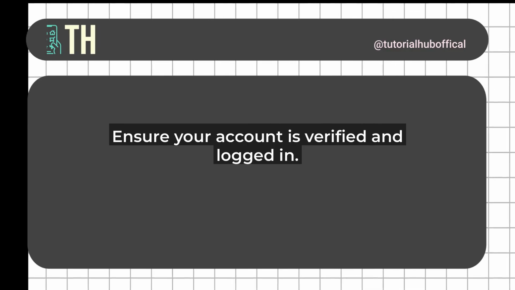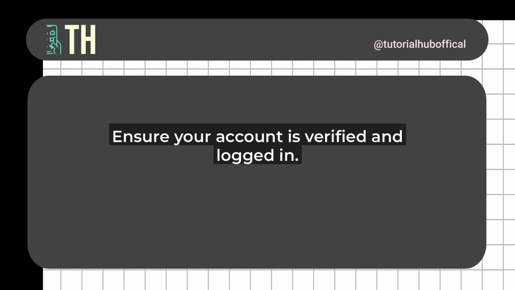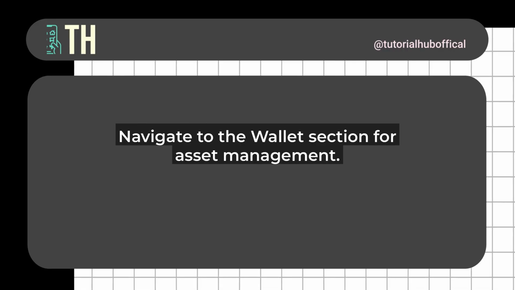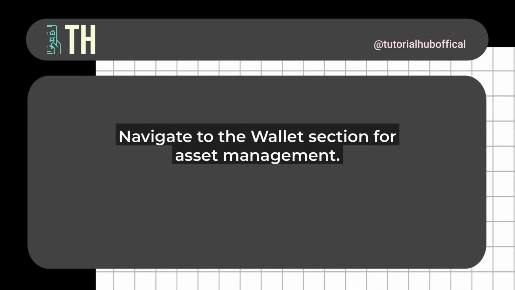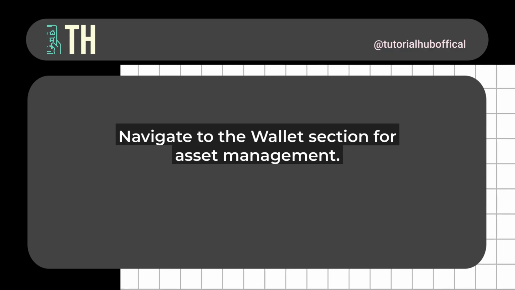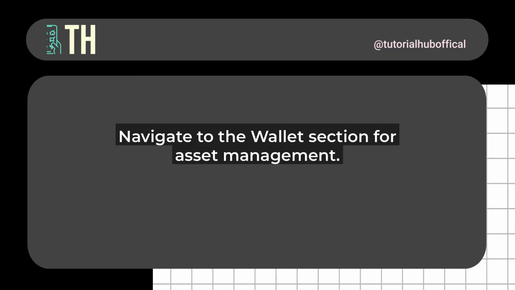Let's jump right in. First things first, make sure you have a verified Binance US account. If you don't, head over to their website and sign up. It's quick and essential for security. Once you're logged in, navigate to the Wallet section. This is where all your assets are managed. Look for the Convert or Trade tab. It's usually front and center.